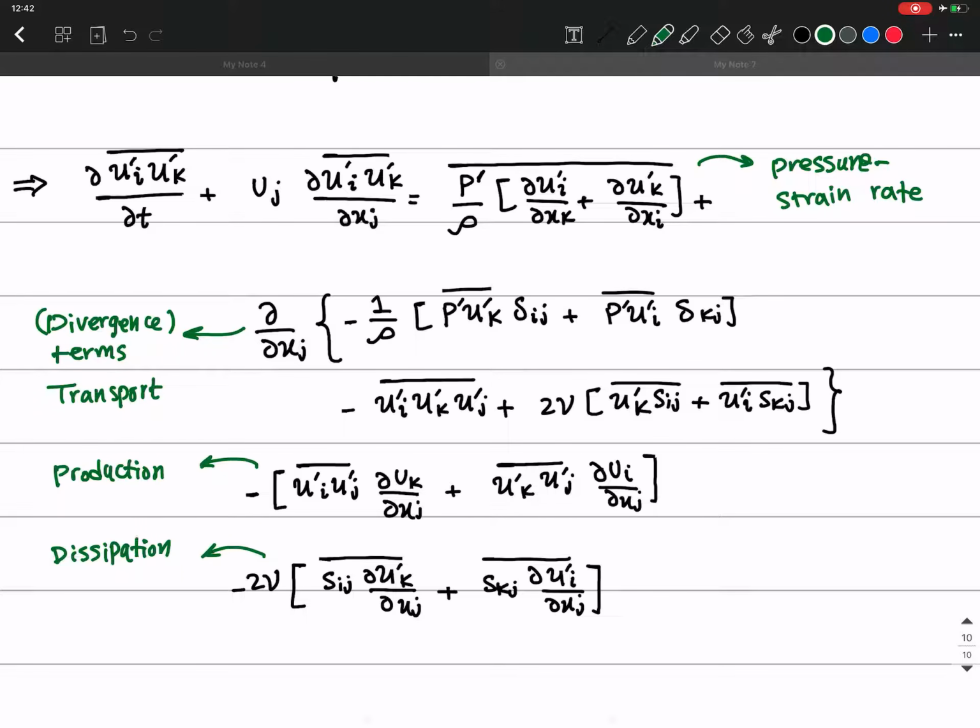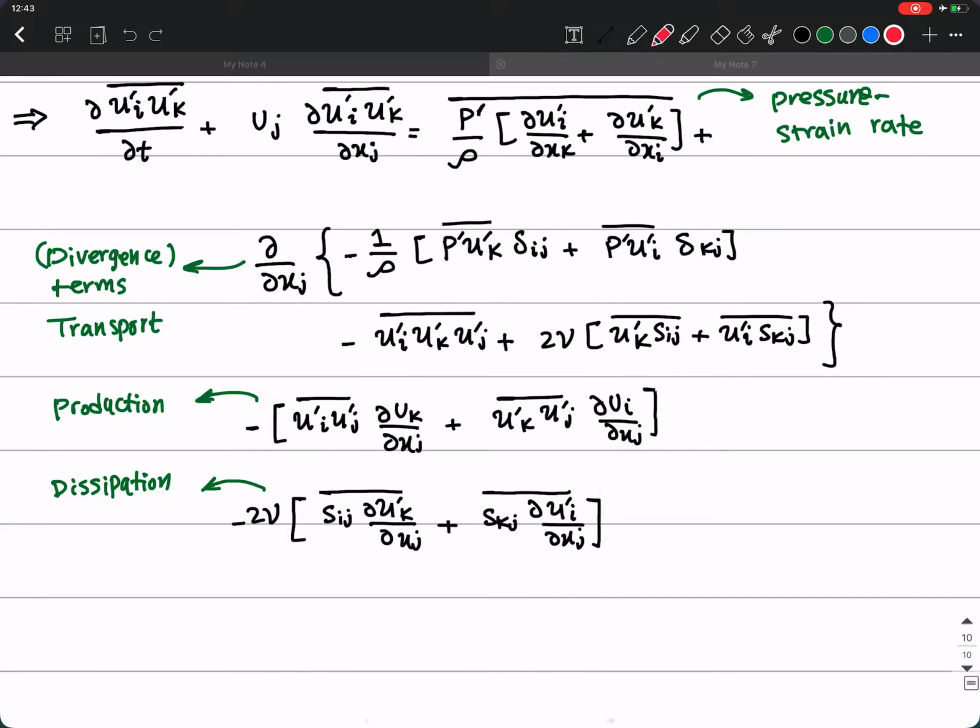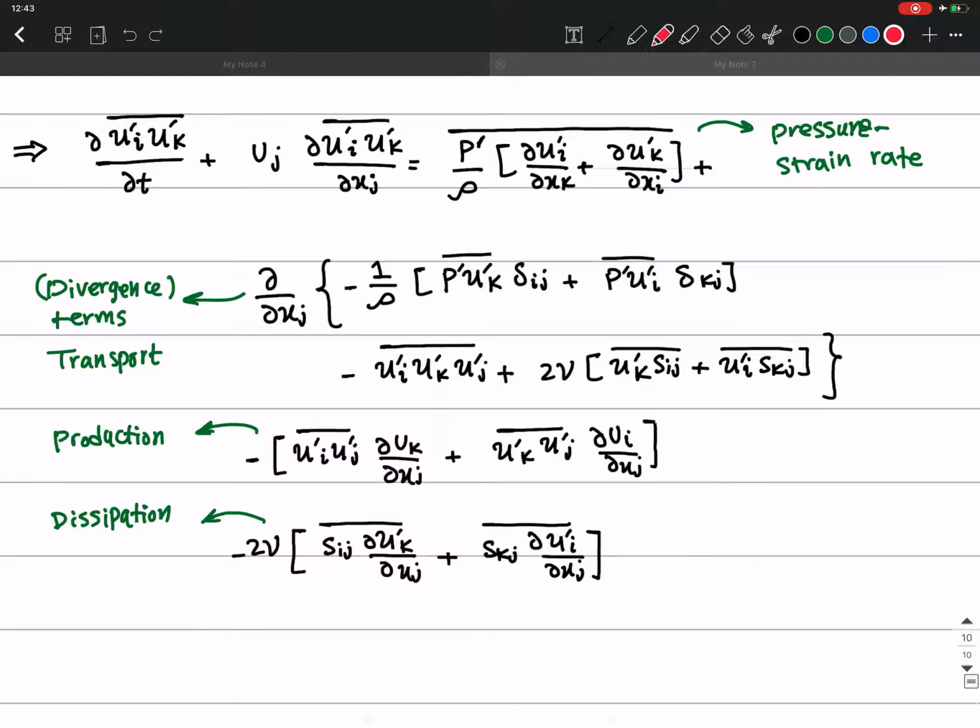Here, these terms actually dissipate or destroy the turbulence or the Reynolds stresses. So again, this equation is the typical equation that we use and show when we talk about Reynolds stress equations. This is the Reynolds stress equation, and these are different terms of that.